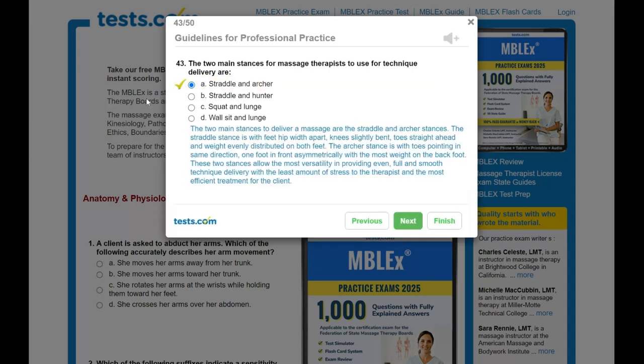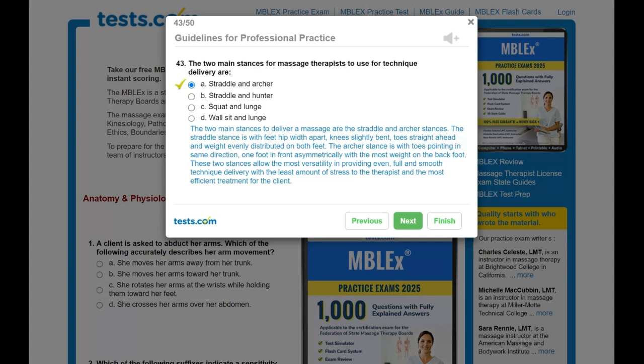A. Straddle and archer. The two main stances to deliver a massage are the straddle and archer stances. The straddle stance is with feet hip-width apart, knees slightly bent, toes straight ahead, and weight evenly distributed on both feet. The archer stance is with toes pointing in the same direction, one foot in front asymmetrically, with the most weight on the back foot.